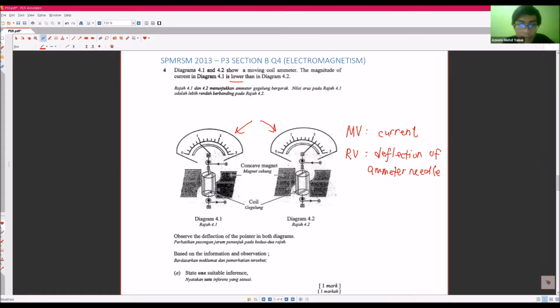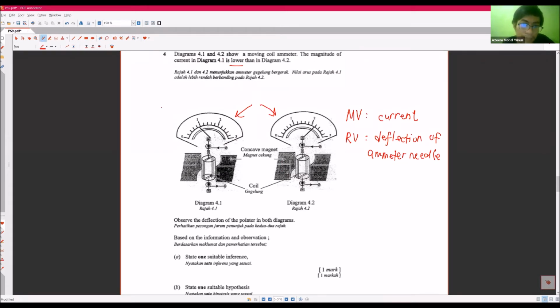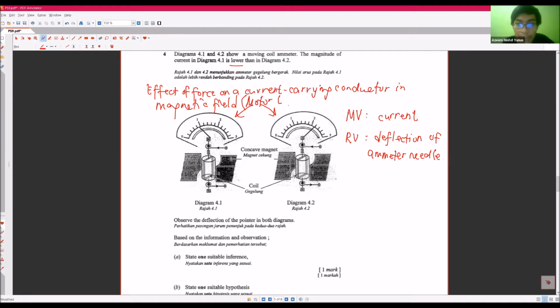Okay, so what we want to investigate here is the effect of force on a current carrying conductor in a magnetic field. So this is the longer title for this experiment, but actually it's just the motor effect. So it's just the factors that determine the strength of the rotation of the motor.